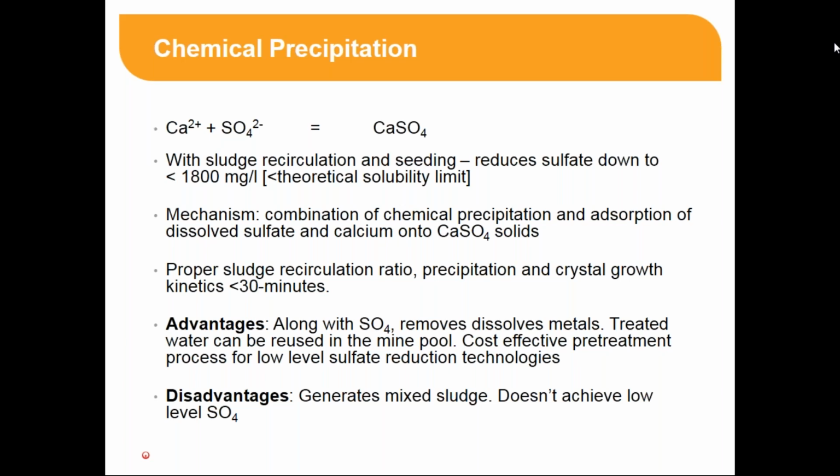This is the most cost-effective process compared to other technologies, but the disadvantage of the chemical precipitation process is it produces a sludge that is a combination of calcium sulfate as well as metal hydroxide sludge. And also, if you have to meet a lower sulfate limit, this chemical precipitation process alone cannot get down to low limits like around 500 or less than 1000 milligram per liter, depending upon your discharge limitations.